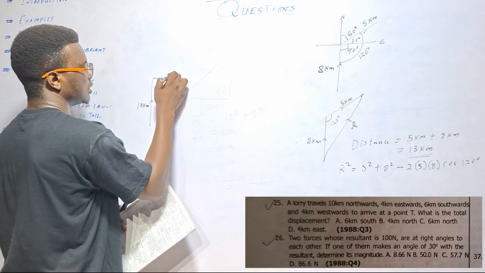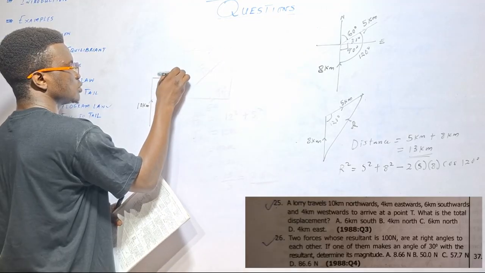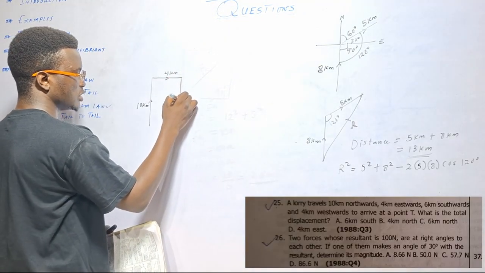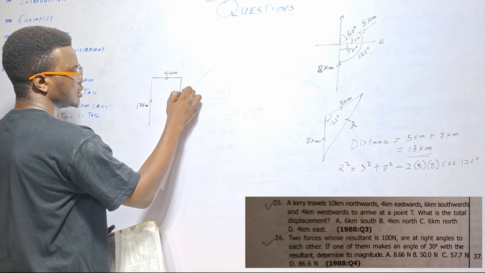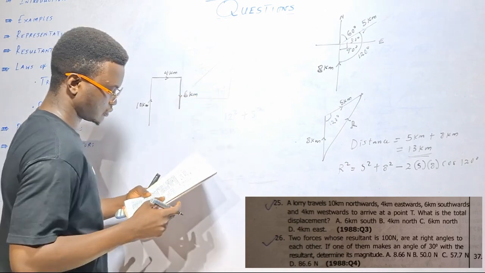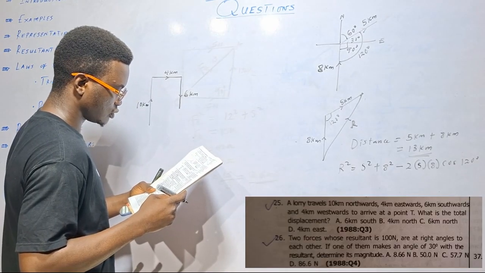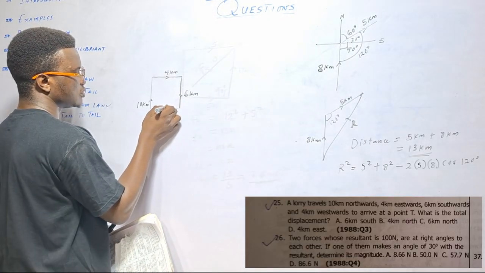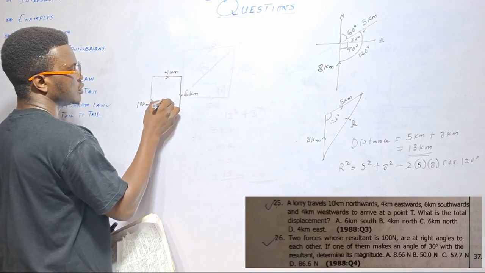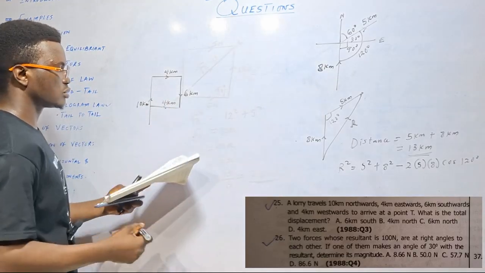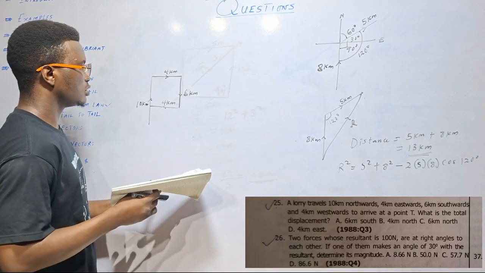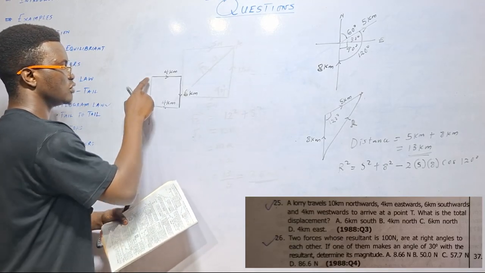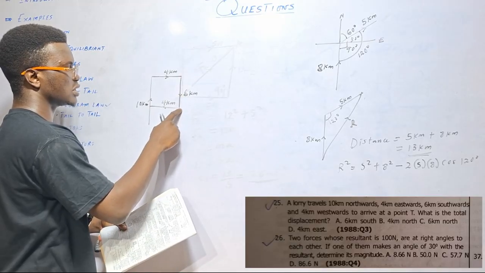So in this question now, you are told that a lorry travels 10 kilometer northwards, 4 kilometer eastward. That's what I've represented. 10 kilometer northward, 4 kilometer eastward, and 6 kilometer southward. So southward will be that you move down. Then 4 kilometer westward. So it's going to move to the left now, 4 kilometer westward, and it's arrived at a point C. So you can see that's the diagram. So the lorry first traveled 10 kilometer northward, 4 kilometer eastward, 6 kilometer southward, and 4 kilometer westward. So then you are asked to look for the total displacement.